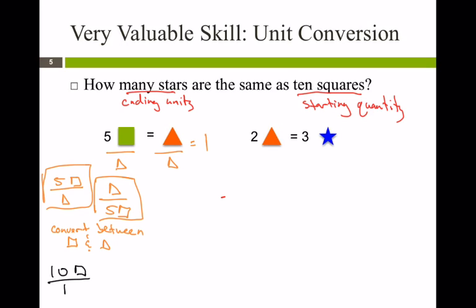So on the right side we have 2 triangles is the same thing as 3 stars. So we can say that I know if I have 2 triangles, that is the same as 3 stars. So let's think about how we're going to use this. So let's do mathematically the same thing we did before. Let's divide both sides by the same thing. That means on the right side now we have 1, and on the left side we have a conversion factor that is the same as 1.